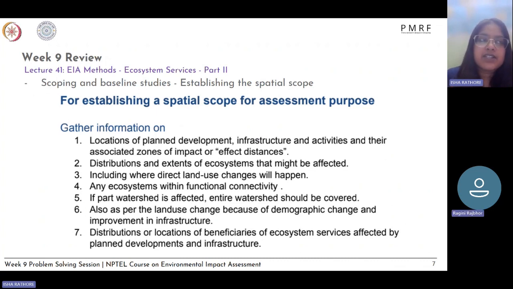Then we look at whether any direct land use changes will happen, and whether any ecosystems are within the functional connectivity, if on a larger scale the development is affecting any of these ecosystem services. Then, if a watershed is being affected, even part of a watershed, we consider the entire watershed in our assessment study.